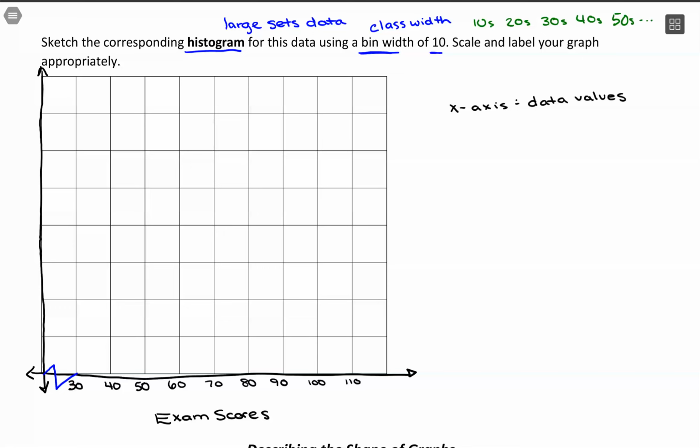Now for the y-axis, we're going to label the y-axis as frequency, which just means counting the number of values in that bin. So this is going to set the height. With the histogram, we're going to see this bar being graphed, and the bar is going to span, in this case, 30 to 40, and then the height of the bar is going to match up with how many data values are in that set. So for labeling, I'm going to write frequency.